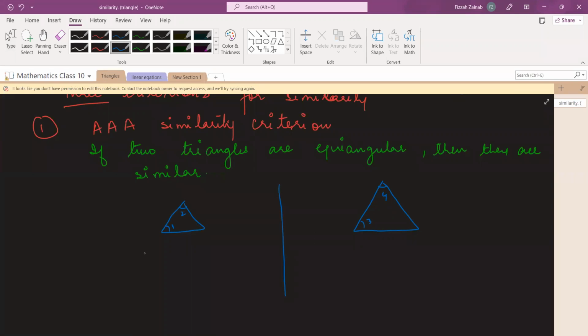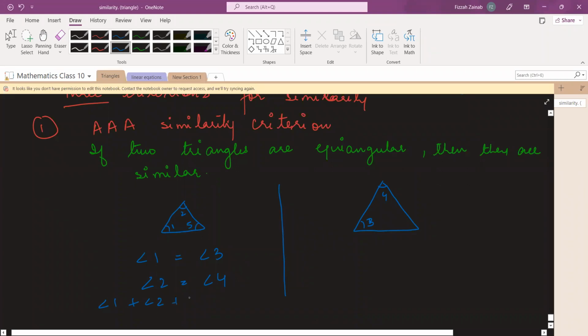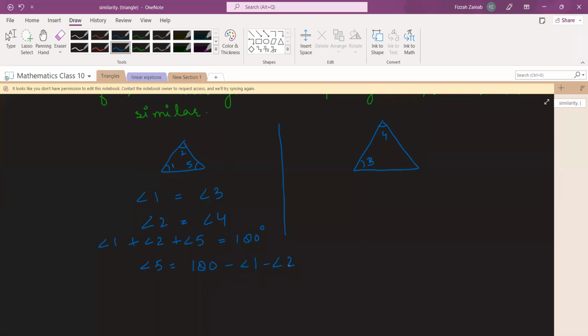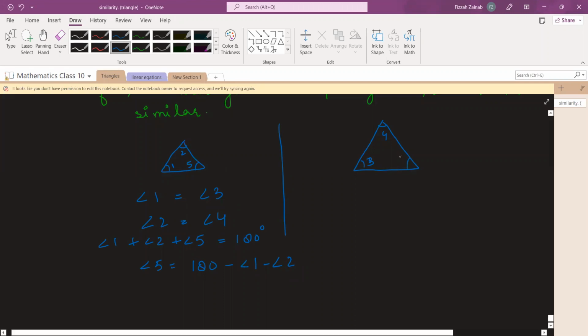It is given that angle 1 is equal to angle 3, and that angle 2 is equal to angle 4, right? Let us try to find the value of angle 5. I know that angle 1 plus angle 2 plus angle 5 is equal to 180 degrees, the angle sum property. So angle 5 is equal to 180 minus angle 1 minus angle 2, taking the other two angles to the right-hand side.